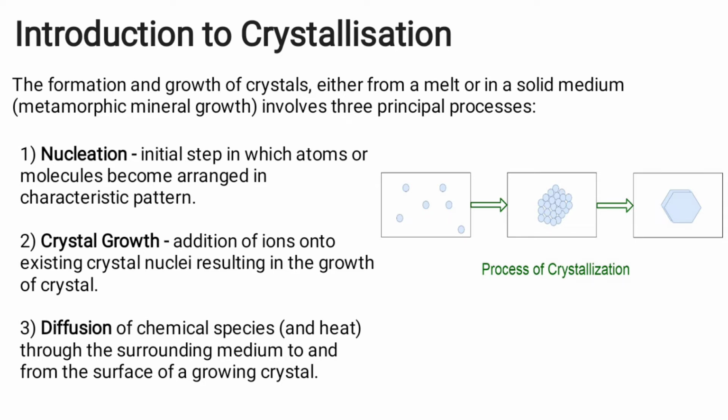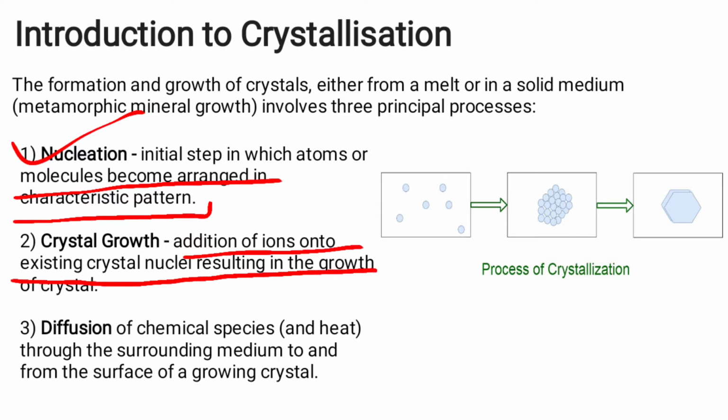Introduction to crystallization: the formation and growth of crystals either from a melt or in a solid medium. Metamorphic mineral growth involves principal processes. The first one is nucleation. It is the initial step in which atoms and molecules become arranged in a characteristic pattern. What are the steps in the formation and growth of a crystal? The first is nucleation, then crystal growth, the addition of ions onto the existing nucleus.